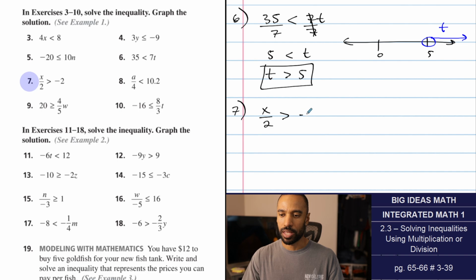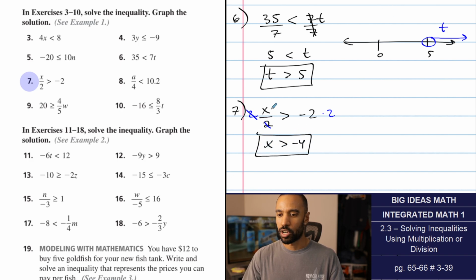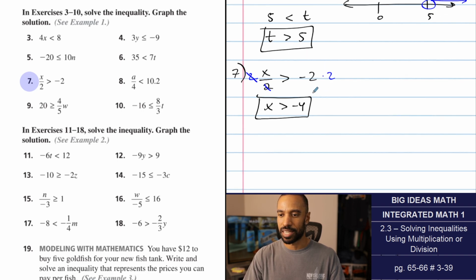X over 2 is greater than negative 2. I'm going to multiply both sides by 2, not negative 2. Therefore, multiplying by a positive means no flip in the inequality. X is greater than negative 4. Any numbers that are greater than negative 4 will maintain this status.